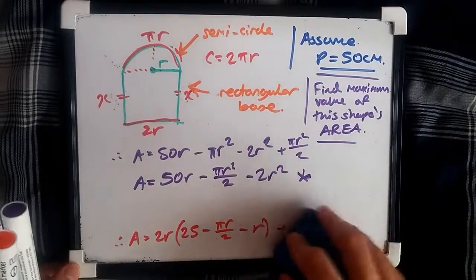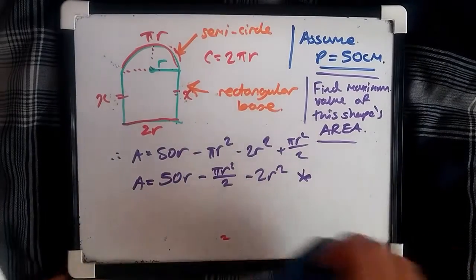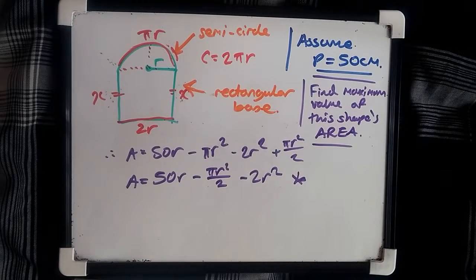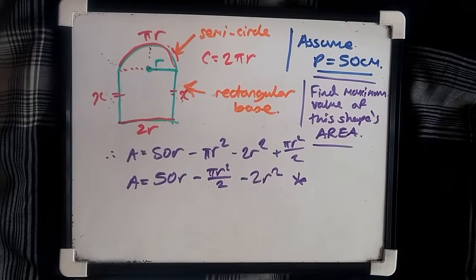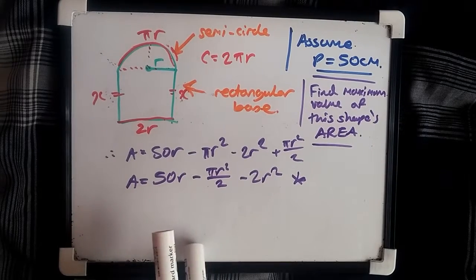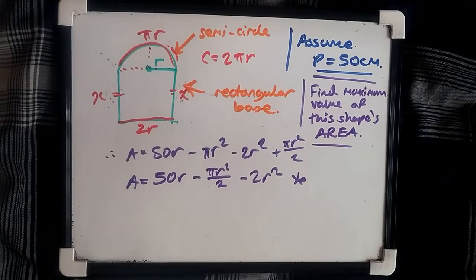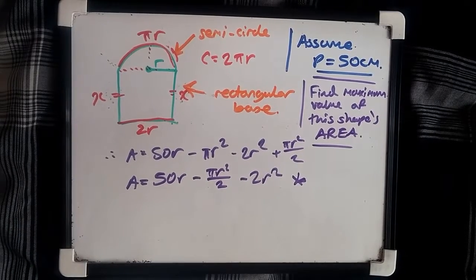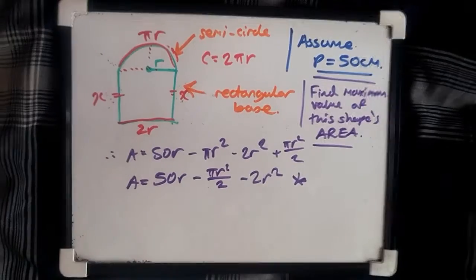So that's actually the first part done. Now the easy part is to simply find the maximum value of the shape's area. All you've got to do at this step is differentiate twice. Differentiate the first time, find the value of r, pop it into the second derivative, see if the second derivative is negative, then voila, use that value of r, and then you substitute into the area itself.